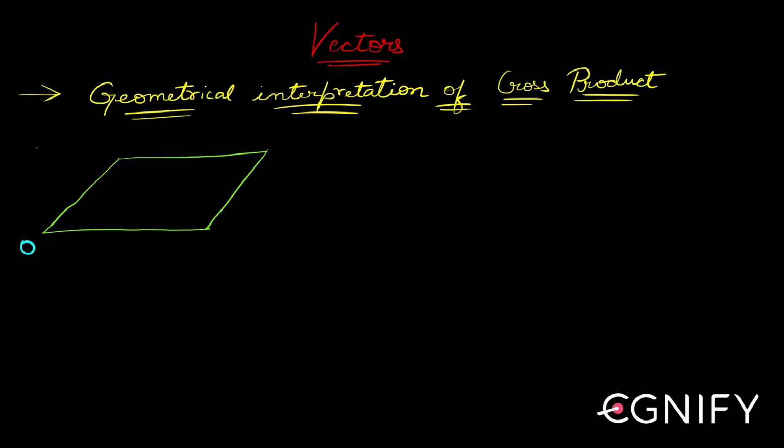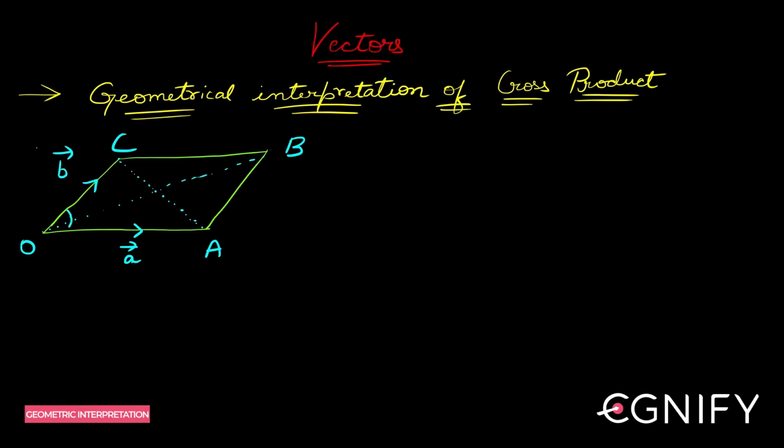So I'll have this parallelogram, let it be called OABC. Let A bar be one of its sides and let B bar be the other side, right? So you have two sides, A bar and B bar. AC is one of its diagonals and OB is the other diagonal. Let the angle between these two vectors be theta. In fact, let me use a different color for this. So the angle between these two vectors is theta.